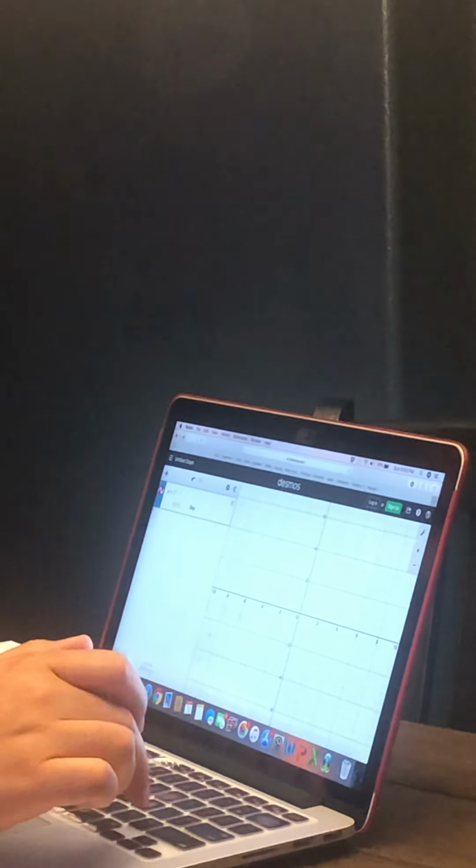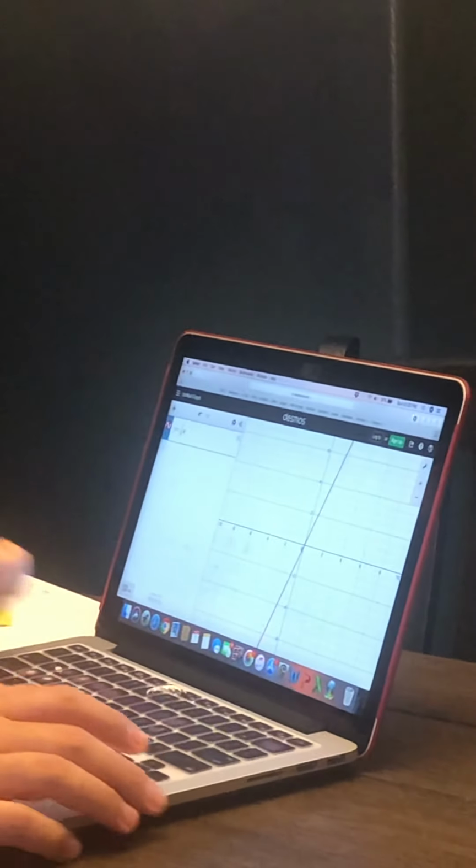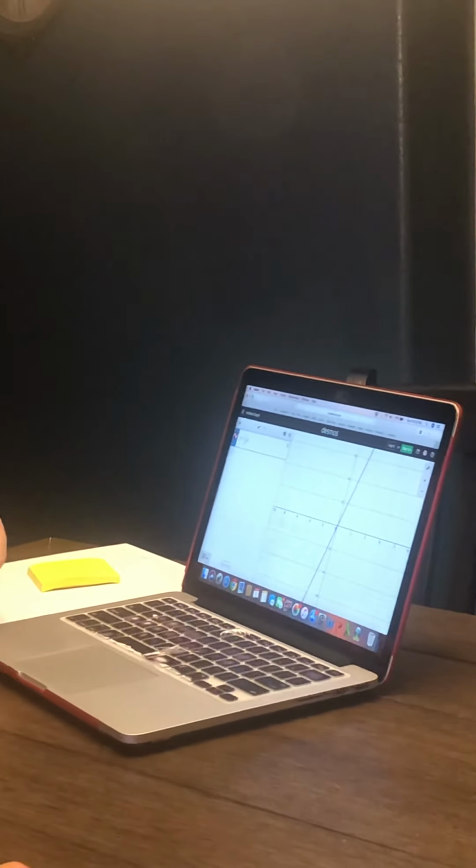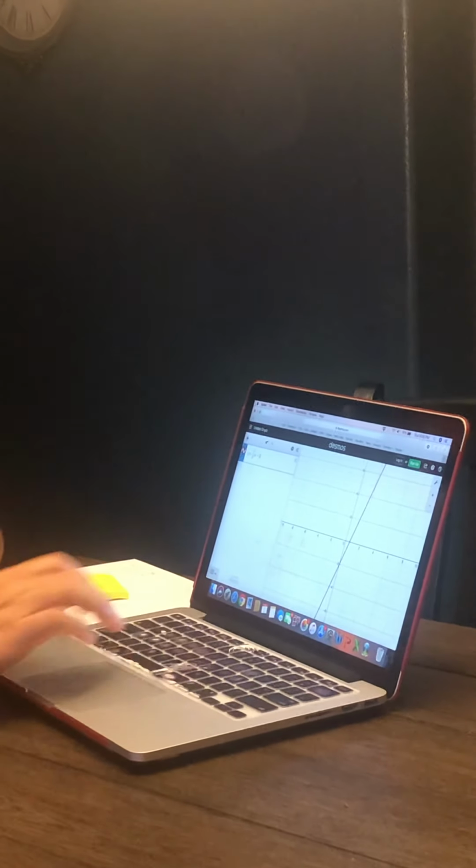So this one was y equals 7/2. Now you always have to make sure you move to the middle and then put your x. And then minus 2.